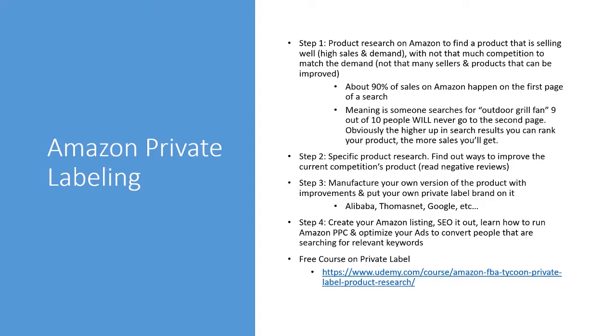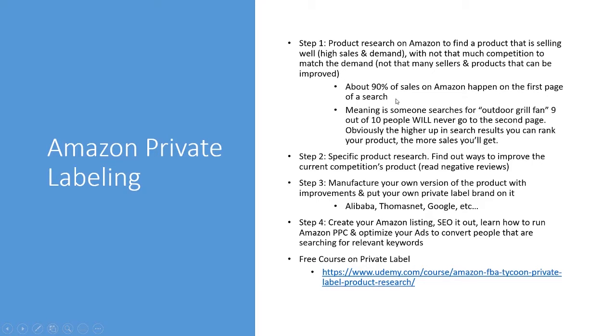Now, private label, here's the 4-step process in a nutshell, okay? And this is broad, remember, it's just a generalization, just kind of teaching you what it is, okay? So step 1, you want to do product research. You want to find something on Amazon that's selling well with high sales and demand, obviously, but not enough competition to match that demand, right? So you want to find a product, in short, that doesn't have that many sellers and that those products specifically that are competing with you can be improved.